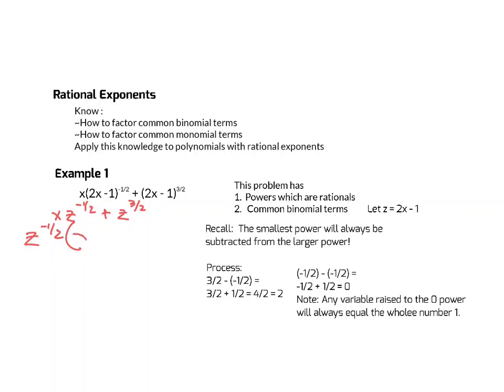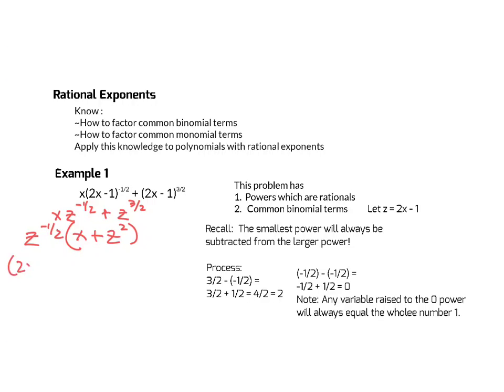So this will give me x, z to the negative 1/2 minus the negative 1/2 gave me 0, so that would be z to the 0. I don't have to write that down. We know it's 1. And we subtract the z to the 3/2 minus the negative 1/2, and that gave me z to the second power. Now we have to replace the z with 2x minus 1.